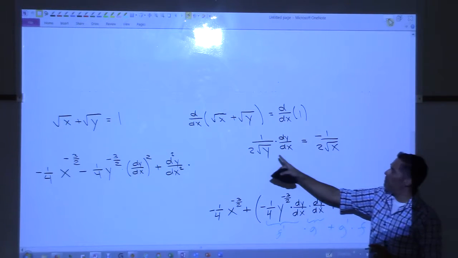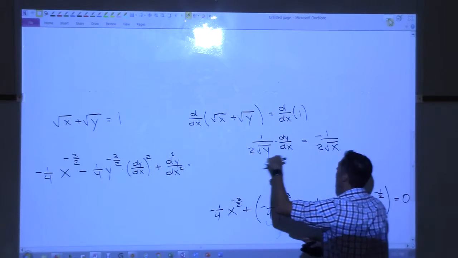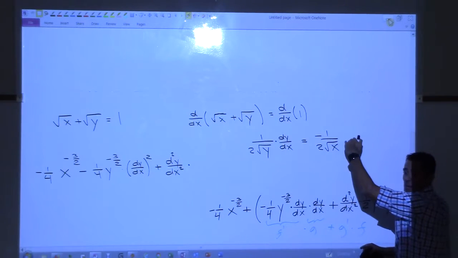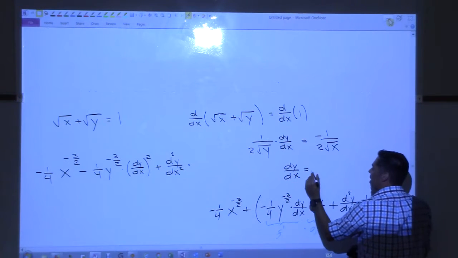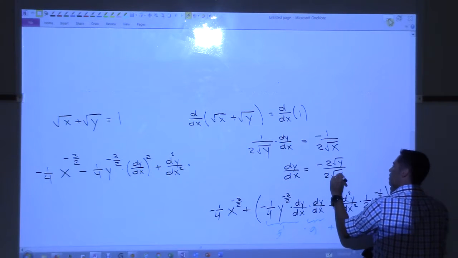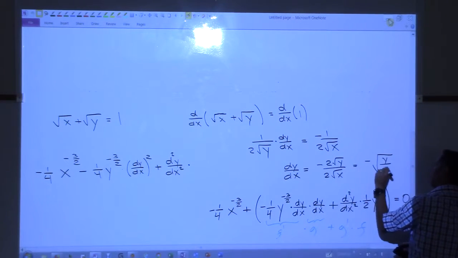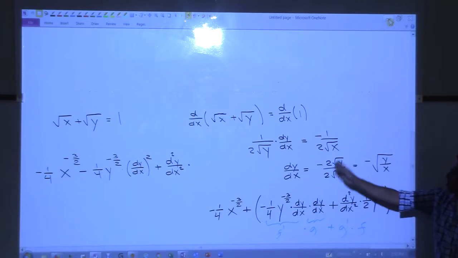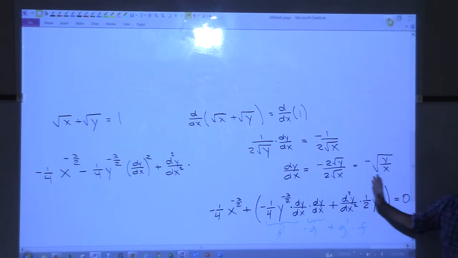And then I'm going to multiply both sides by 2 root y. So 2 root y here is going to cancel. 2 root y here, it's going to go on top. So I'm going to have dy dx equals negative 2 root y over 2 root x, which is really just negative root y over x. So the 2's canceled, and since these are both in a root, I can just put them all together in one root. So that's what dy dx is, right?